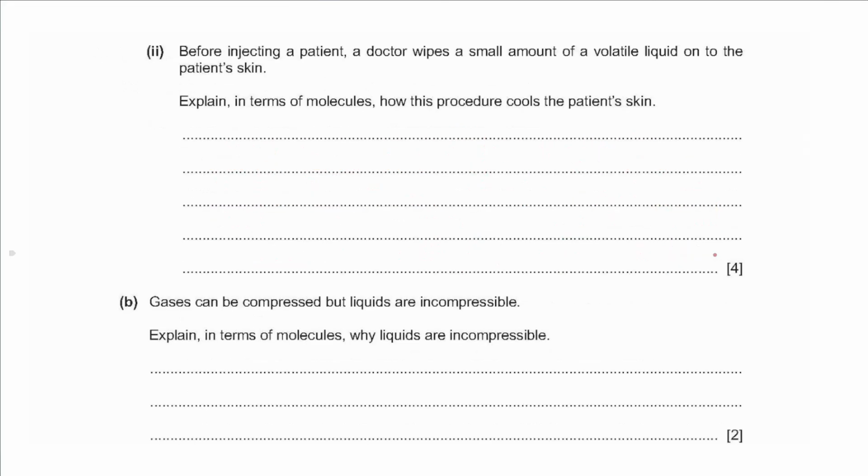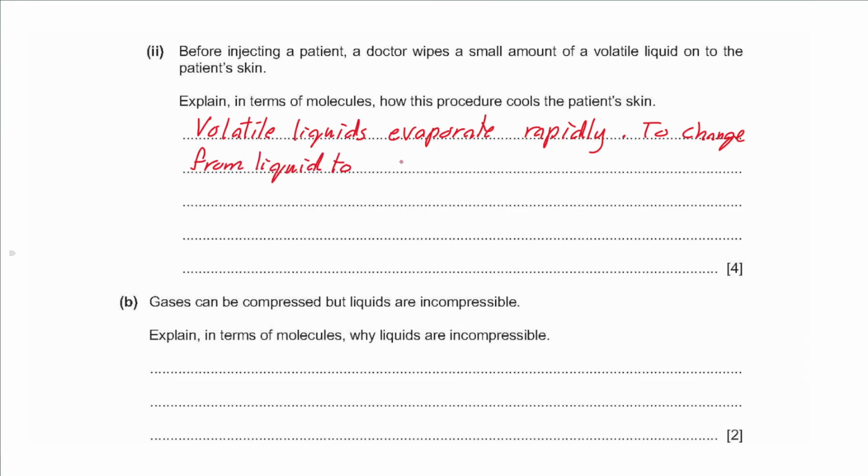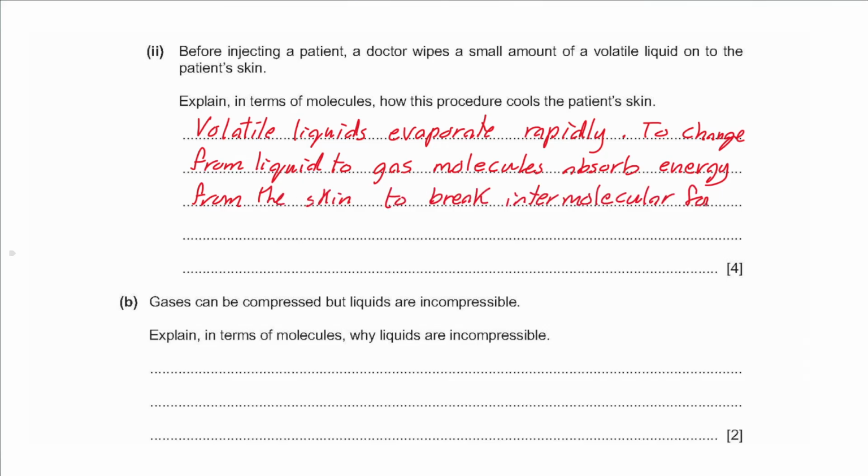I says, before injecting a patient, a doctor wipes a small amount of a volatile liquid onto the patient's skin. Explain in terms of molecules how this procedure cools the patient's skin. We start by saying that volatile liquids evaporate rapidly, and to change from liquid to gas, molecules absorb energy from the skin to break intermolecular forces, leaving the skin molecules with lower average kinetic energy, since temperature is the measure of the average kinetic energy of molecules. Kinetic energy decreases, so temperature decreases.